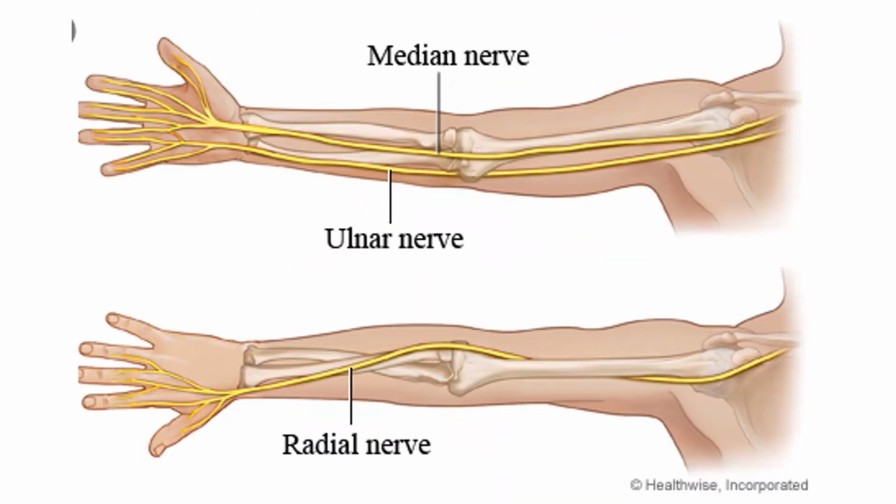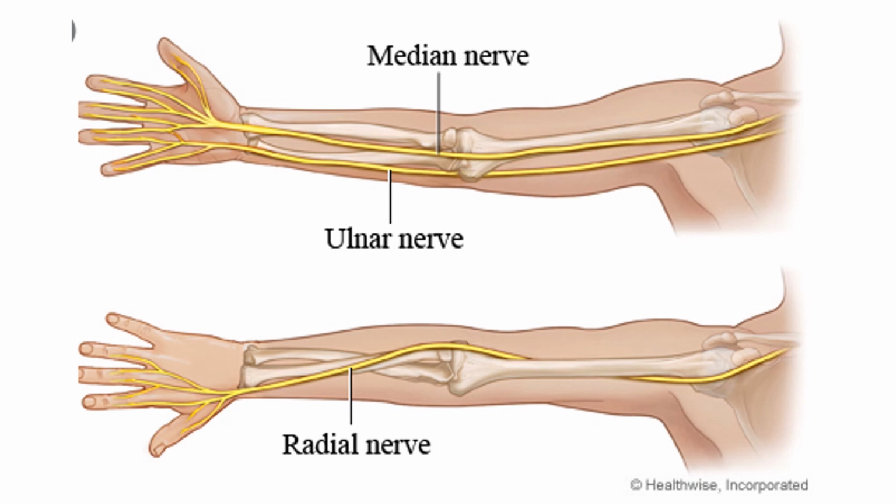This is a diagram of the three major nerves, final branches of the brachial plexus, which are going to supply nerves of the upper limb. The median nerve is the nerve of flexion of the wrist and the hand, and they supply muscles of the anterior compartment of the forearm and many muscles in the hand.